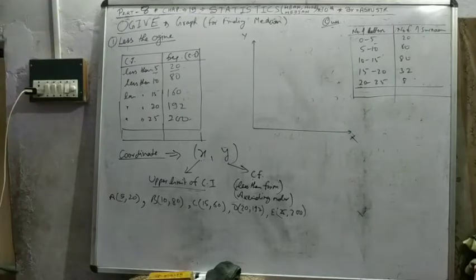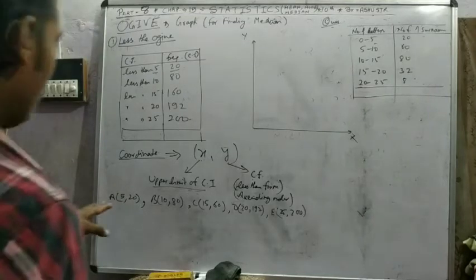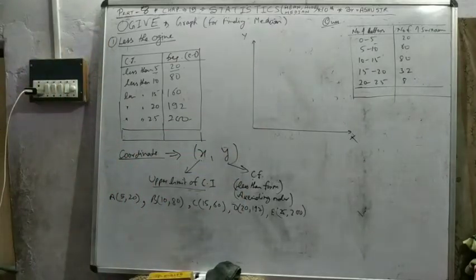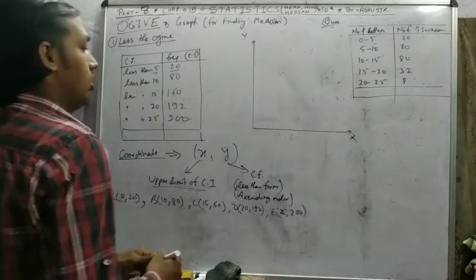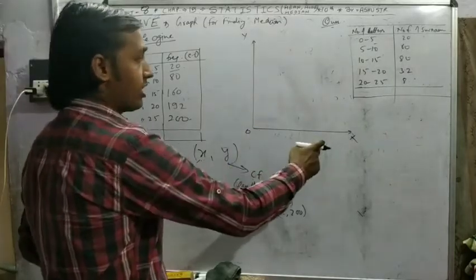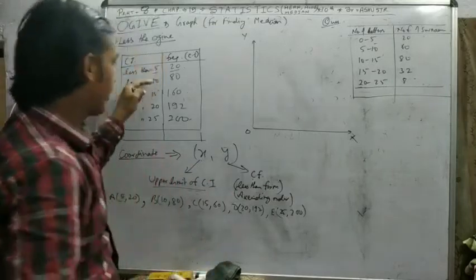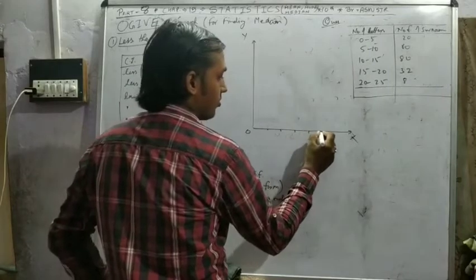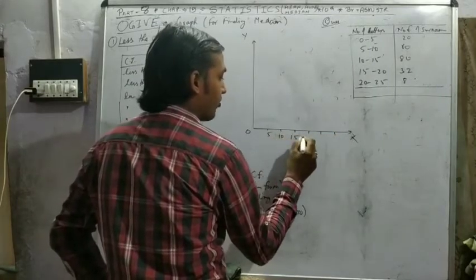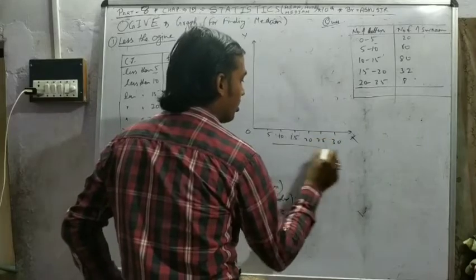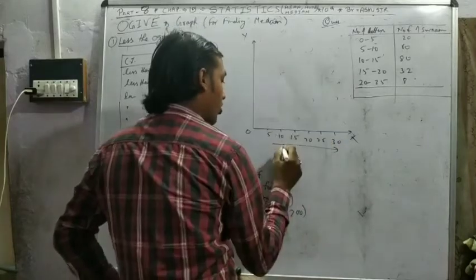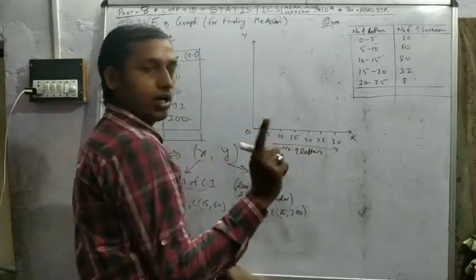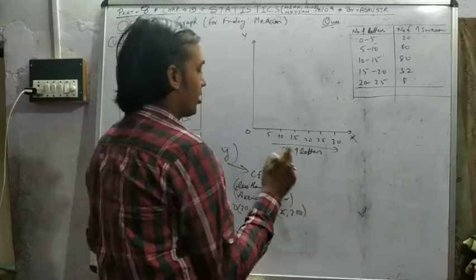So these are the coordinates. Then you plot them on the graph paper. On the x-axis we plot the class interval, with a difference of 5, so we take 5, 10, 15, 20, 25, 30, and we write the number of letters. This is very important, this is 1 mark. When you do not write this, marks are deducted.